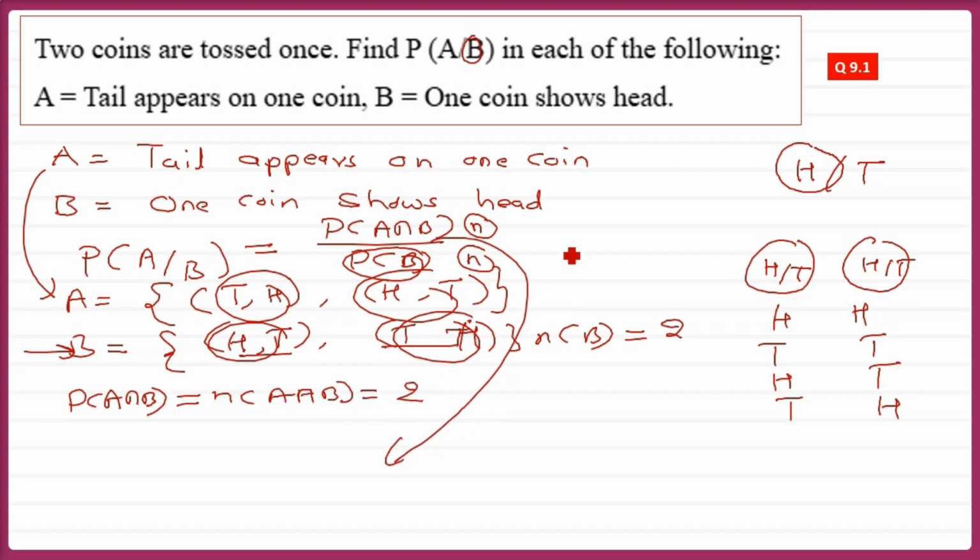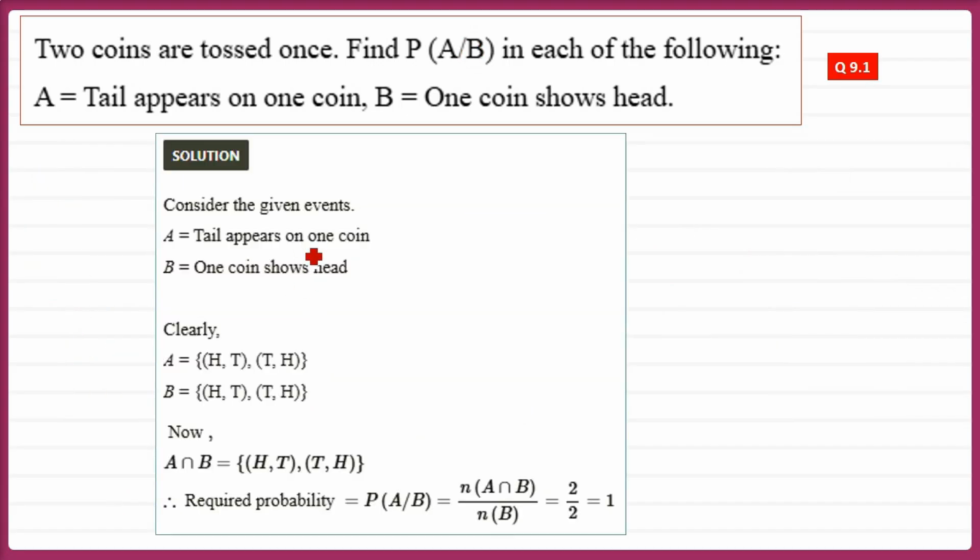So we'll use this formula here. Let's do it here only. Number of elements in A intersection B is 2. Number of elements in B is 2. 2 by 2 is 1. So this is how it will be done. This is a formal way of doing it. Whenever you are going to write it like this, sample space is very important. I wrote the sample space. I would like you to insert a sample space also here so that the examiner knows.